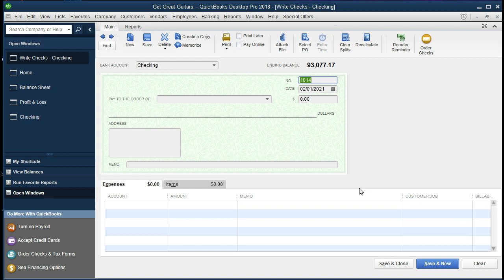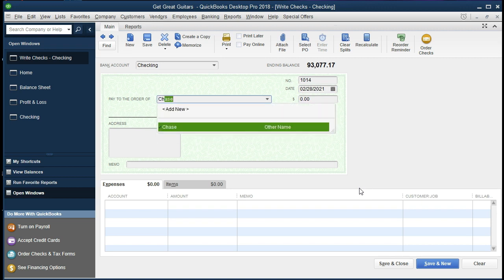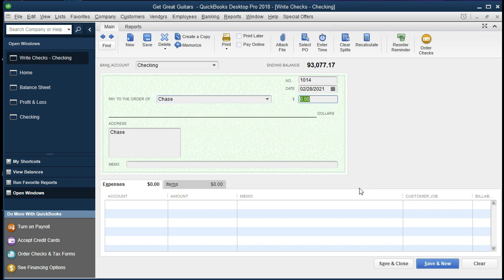The check number should be accurate. We're going to keep that. We're going to say the date, however, is 02, I'm going to say 28/21. And so that's going to be the date. It's going to go to Chase again. And note that we already have Chase set up as an other, not a vendor, not a customer, but other, the person we took the loan out from. The amount is going to be the same, 1359, same amount.